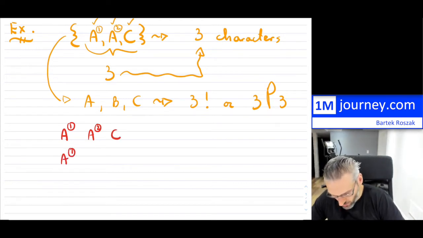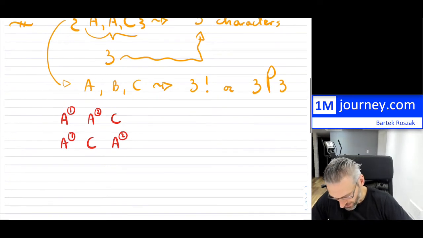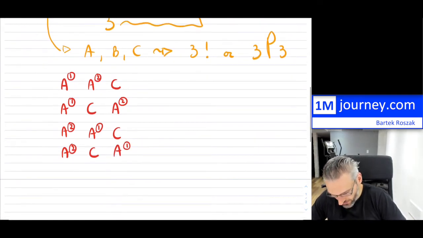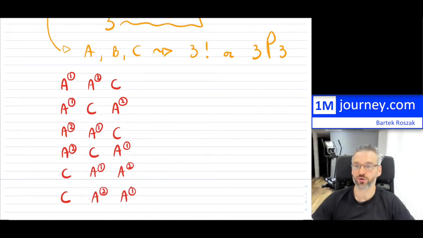Again, if I started with A1, I could have swapped the other two, so C and then the A2. So that could have been another permutation. There are actually no others starting with this A1. So now I would go to A2, and then I would pick A1, C, and A2, C, A1. And then finally, I could start with my C, and then I would have A1, A2, and A2, A1, which is my 3 factorial, which is basically 6 permutations.